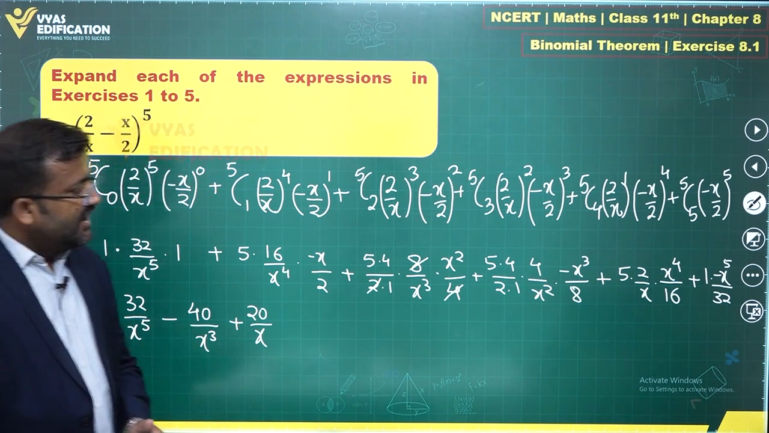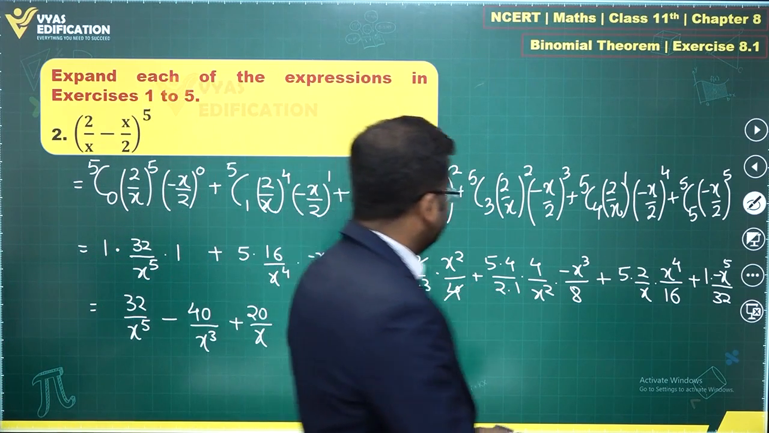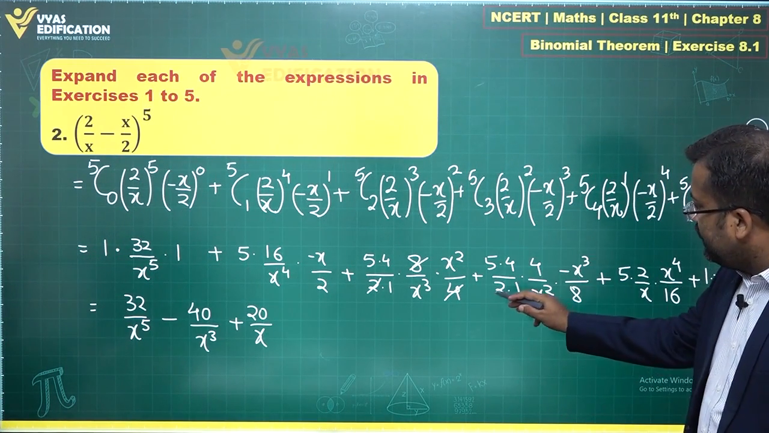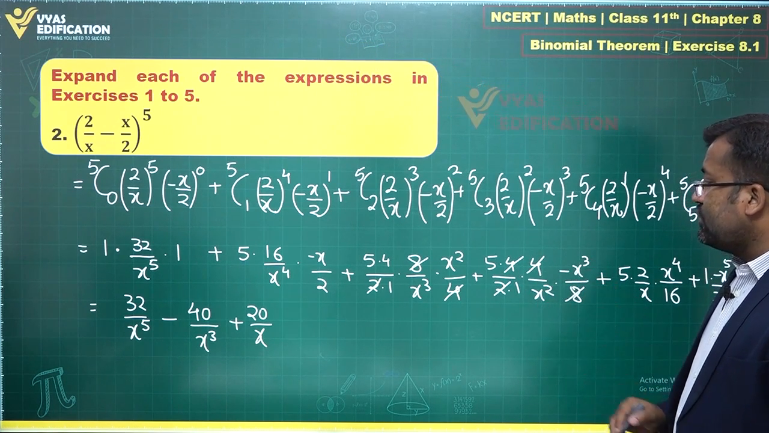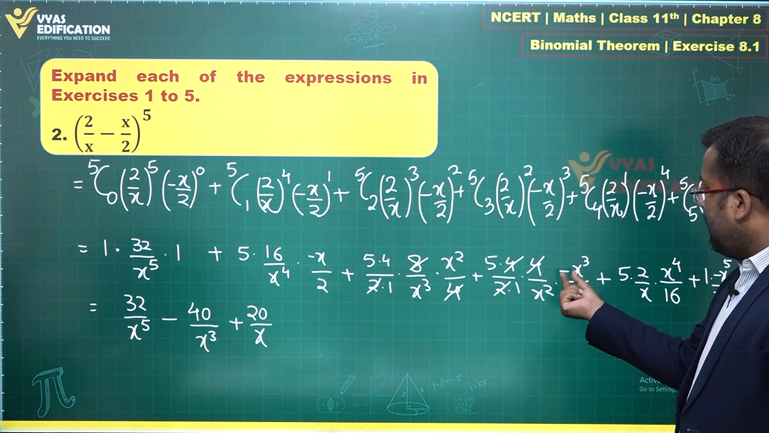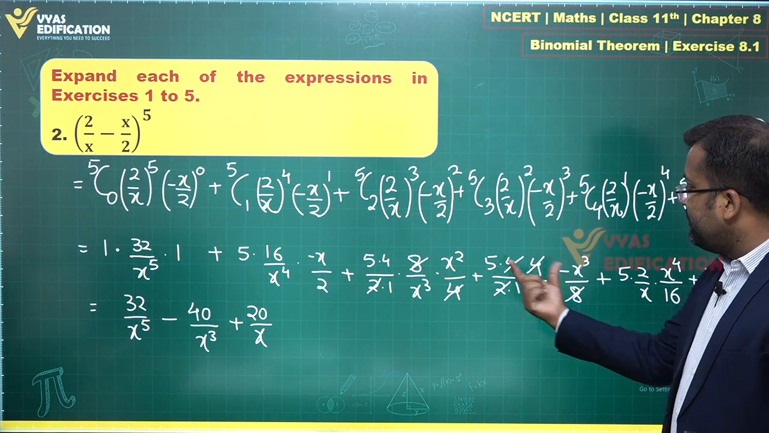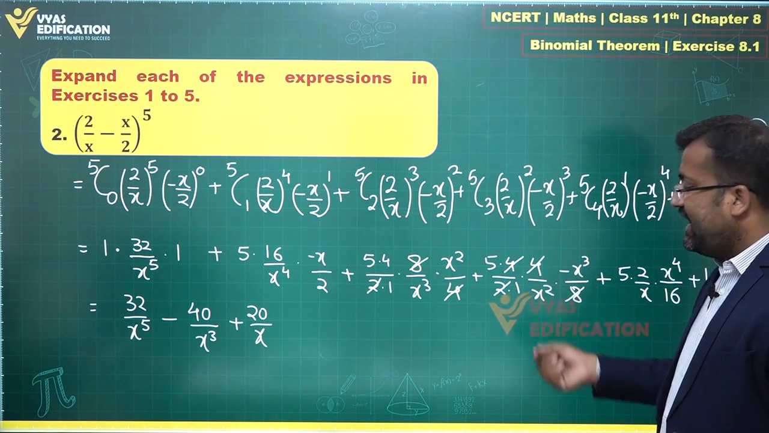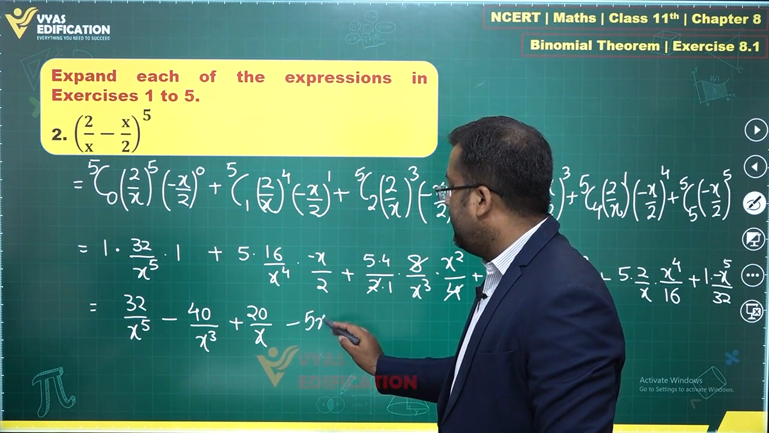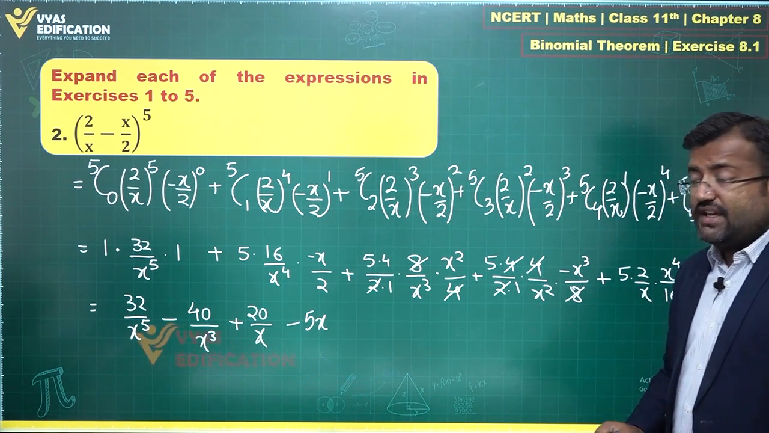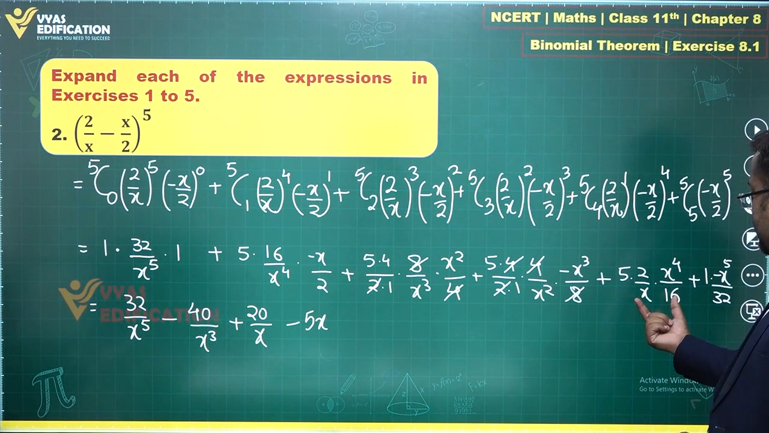What next? Let's focus on this term over here. So you have 2 into 8 in the denominator which is 16. 4 into 4 is also 16. They will get cancelled. You have a minus which is extra. Minus 5 is the coefficient of x cube upon x square, that is x. So this is minus 5x. Is that okay? Yes.